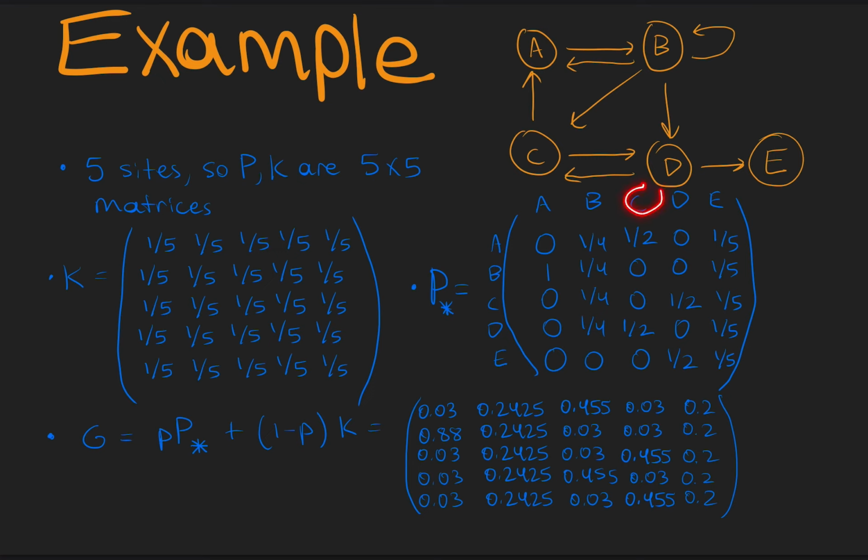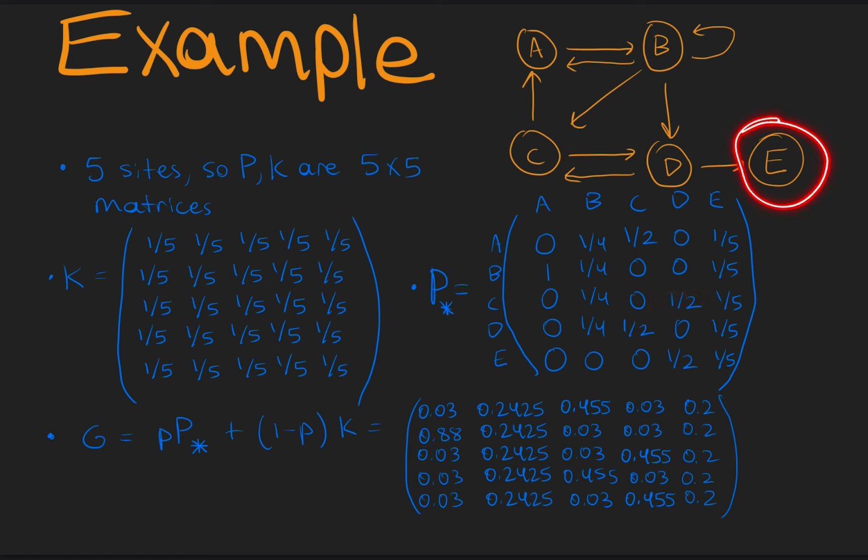And let's look at website C. So C links up to A like this, and then C also links up to D like this. So we're going to have a 1/2 in the A row, and then we're going to have a 1/2 in the D row. Okay, let's take a look at website D. D links up to C as well as E, so we'll have a 1/2 in the C row and a 1/2 in the E row.